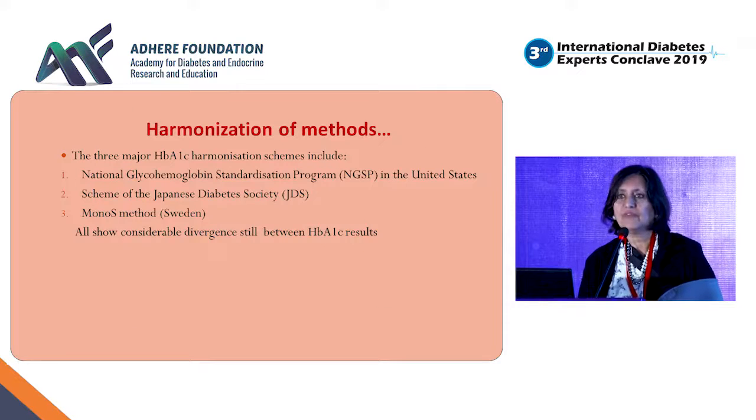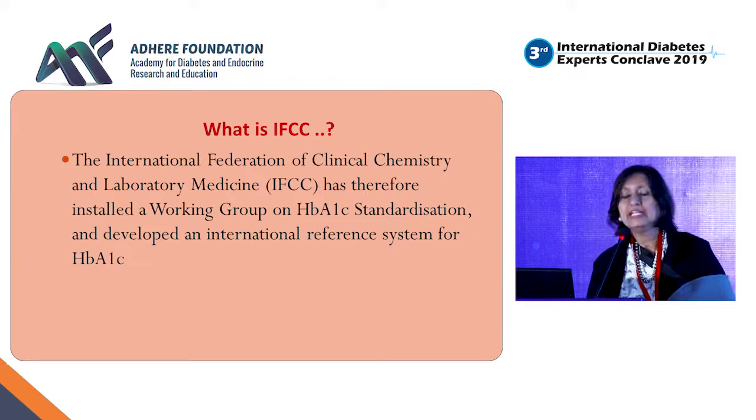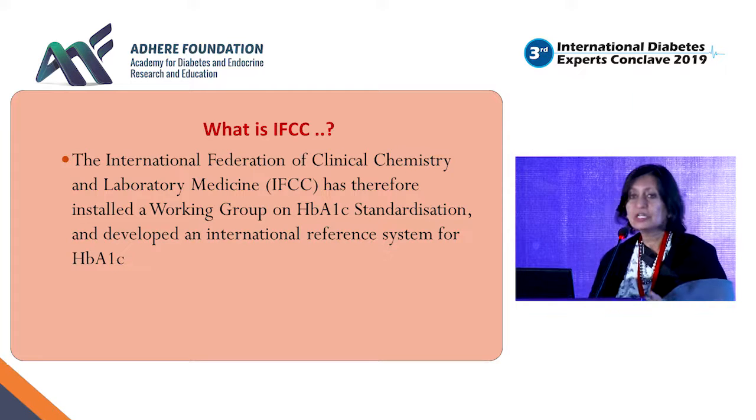Hence, it is important that we have harmonization of the different methods. The three major harmonization schemes are NGSP, that is National Glycohemoglobin Standardization Program, the scheme of Japanese Society and the Swedish Society, and all converge. All are showing considerable divergence in the HbA1c methods. Because there is a variation in the estimation of all these methods, which we have been following over the years, IFCC, that is International Federation of Clinical Chemistry and Laboratory Medicine, got into and formed a working group of HbA1c standardization and developed an international reference system.